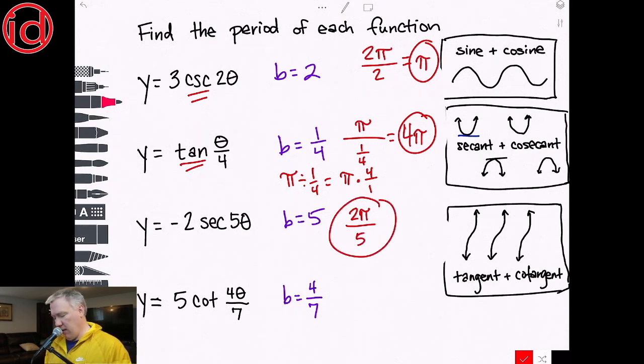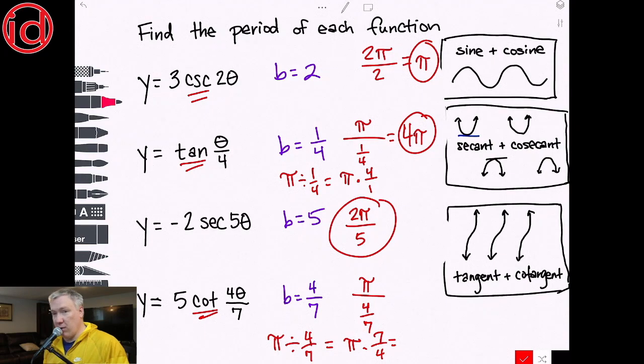And then down here we have cotangent, and cotangent is just pi divided by 4/7. Once again, when we divide by a fraction, that is the same as multiplying by the reciprocal. And so we get 7/4 pi, or 7 pi over 4. And that's how we would express it. Okay, there you go. This video is the shortest of the three this week, but that's how you find the period of one of these functions.